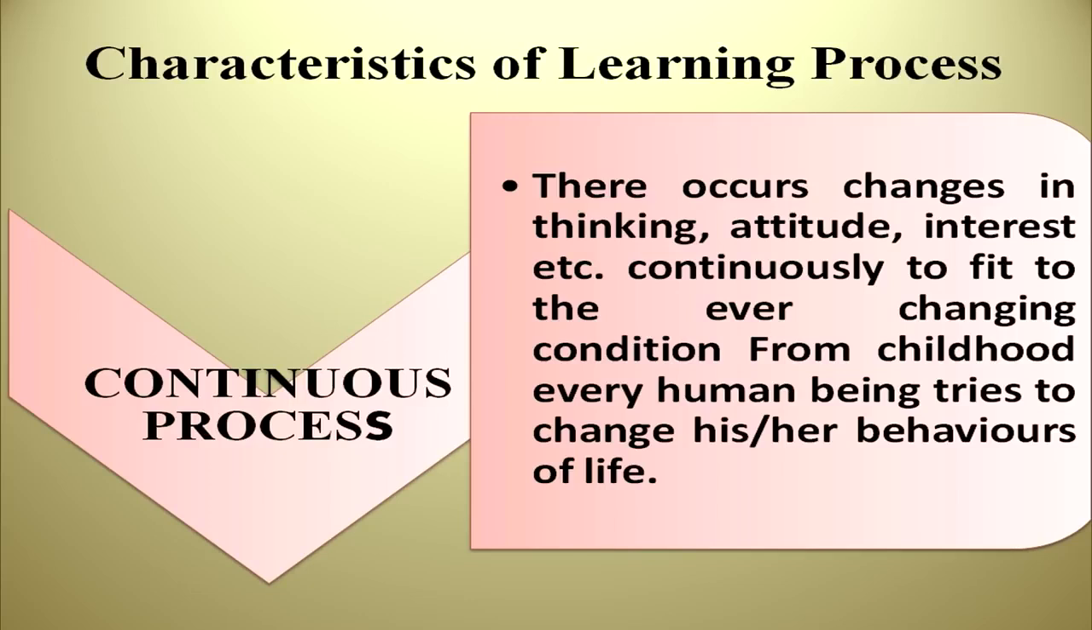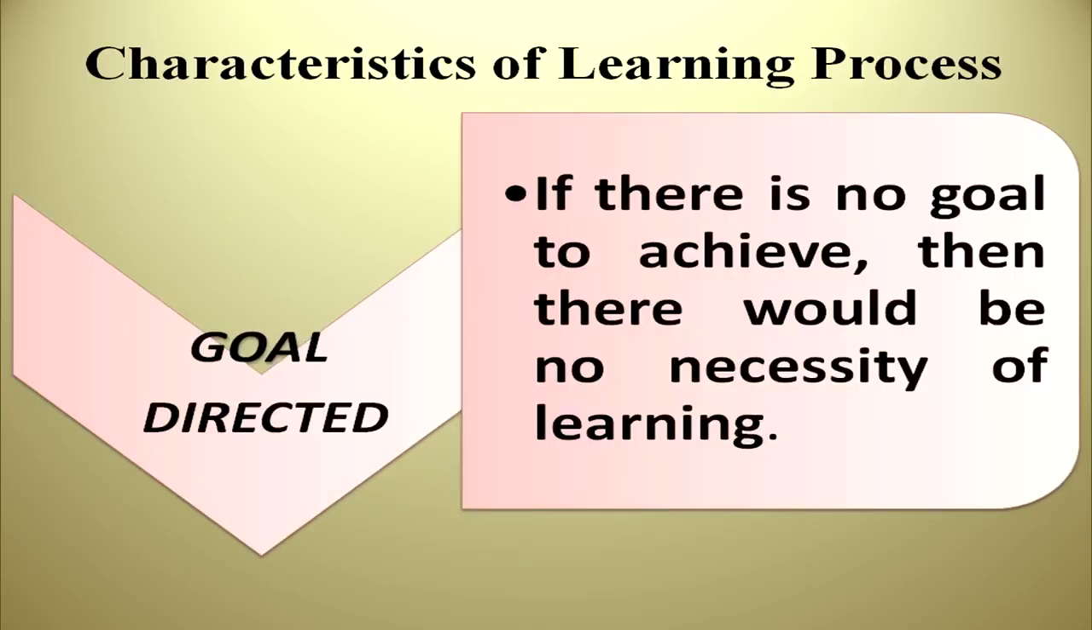First one is learning is a continuous process. There occur changes in thinking, attitude, interest, etc. continuously to fit the ever-changing conditions from childhood. Every human being tries to change his or her behavior in life. Learning is goal directed. If there is no goal to achieve, then there would be no necessity of learning. Means learning is always goal directed.